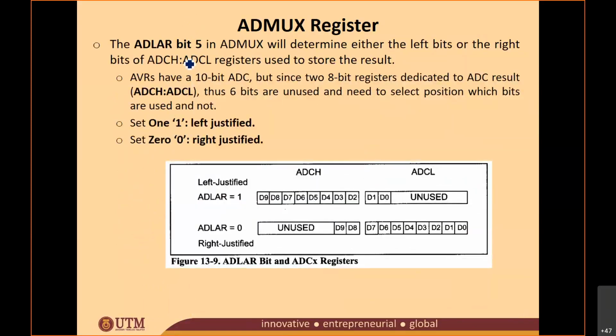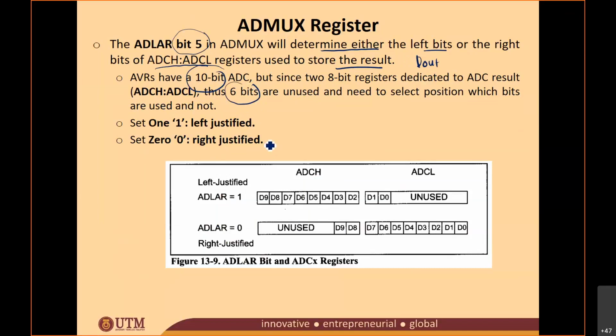Then we have the ADLAR, as I mentioned earlier. ADLAR, which is bit 5 in ADMUX, determines whether the left bits or the right bits of your ADCH and ADCL registers are used to store the result, which means your result is either left justified or right justified. Since the AVR ADC is 10 bit and we have 2 registers here, the combination of these 2 registers is 16 bit in total, so 6 bits are not used. So you need to determine whether you're going to make it left justified or right justified.